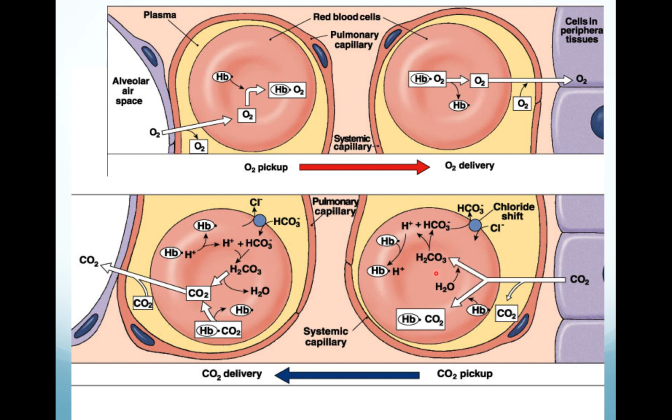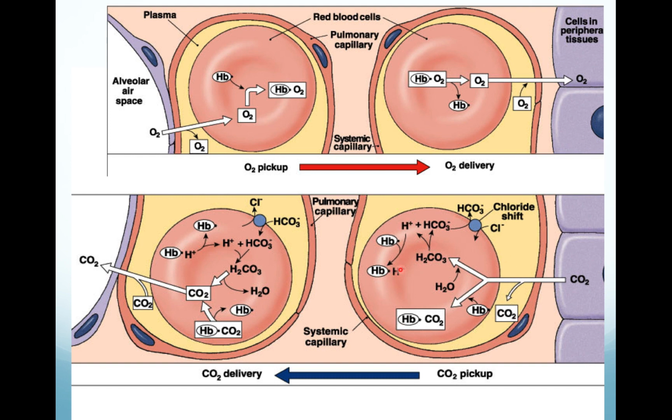CO2 binds with H2O, that's a new piece of information for you guys, and with the help of carbonic anhydrase, turns it into carbonic acid. This spontaneously dissociates into bicarbonate and a proton. The bicarbonate leaves the red blood cell and goes into the plasma using what's called a chloride shift. This is an antiporter. The proton binds to hemoglobin, which means the more CO2 you have building up, the more protons you're going to have in your red blood cells, making them more acidic.